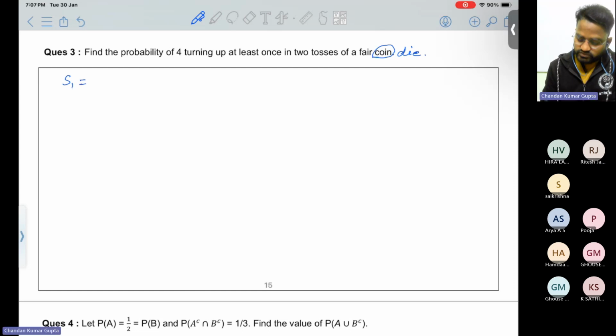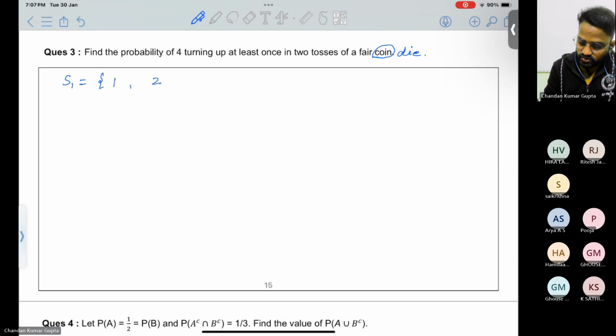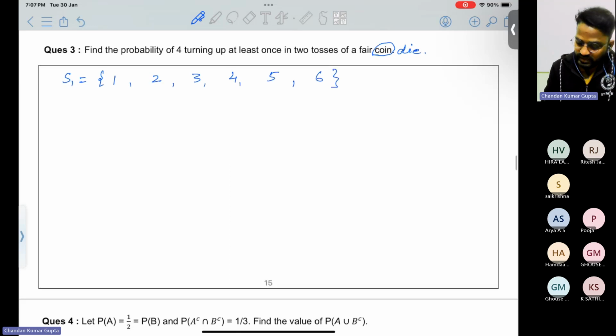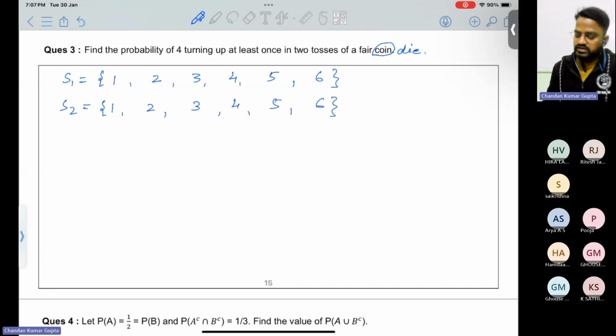S1. Suppose we have a die and we roll. We will get either 1 or 2 or 3 or 4 or 5 or 6. And when we toss the die again, we will get either 1 or 2 or 3 or 4 or 5 or 6. So we have 2 possibilities.